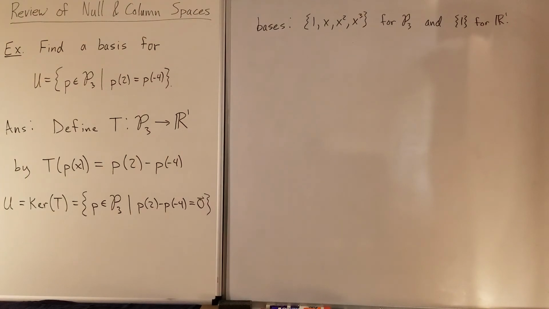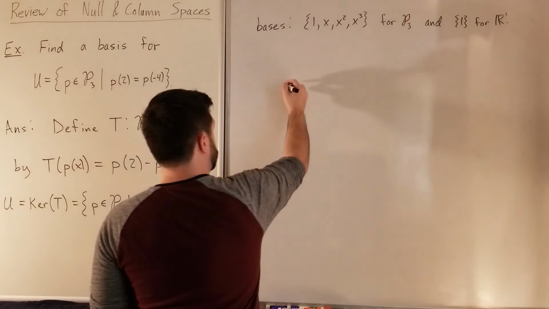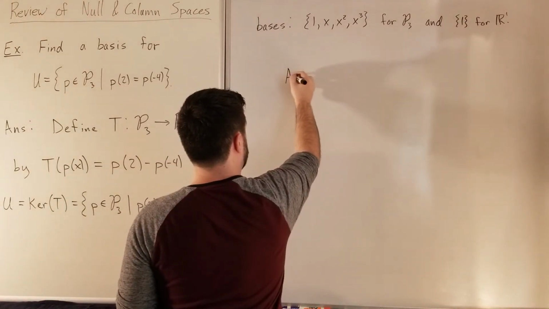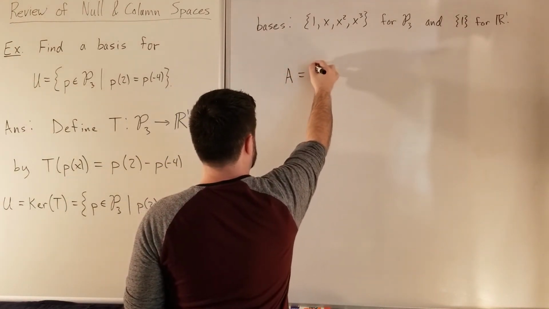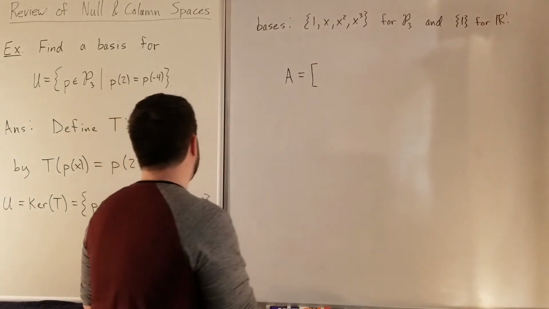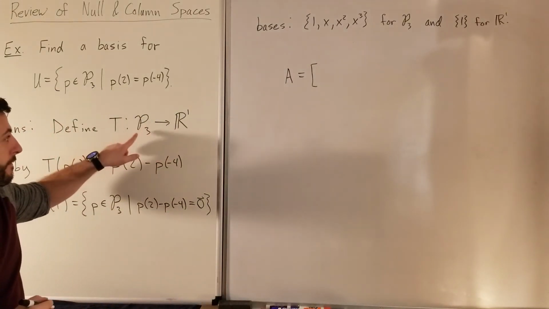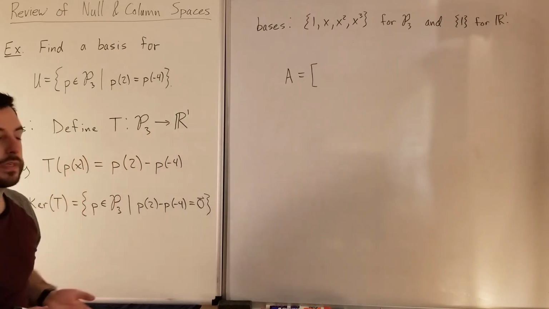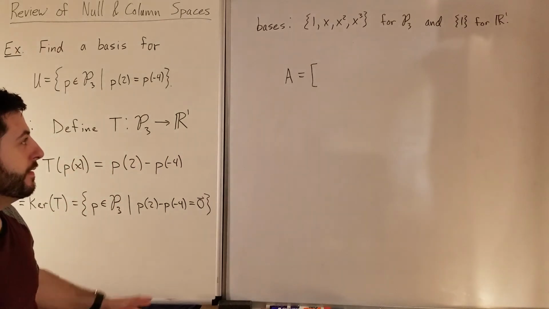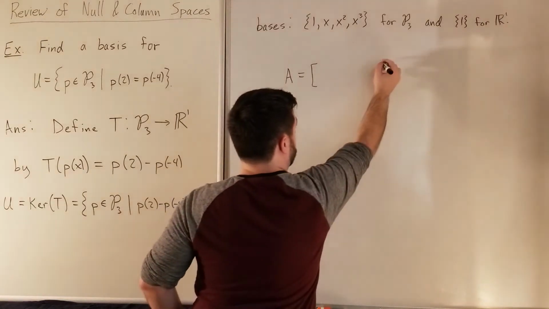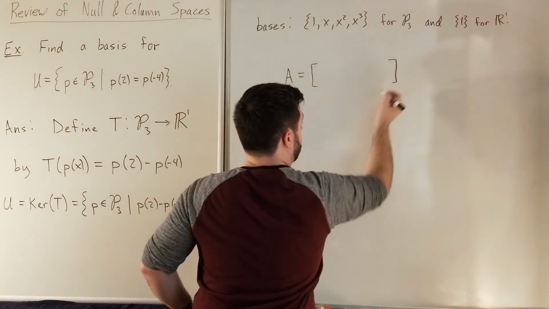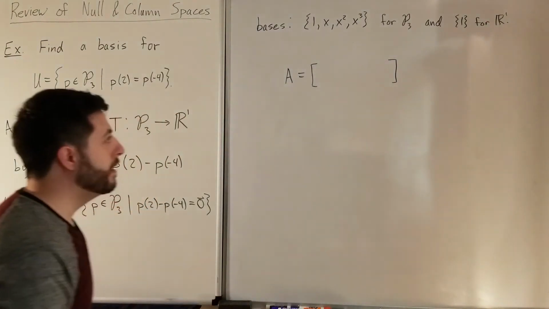Okay, so we have bases, and now we can write our transformation as a matrix with respect to these bases. So remember, A is going to be 1 by 4 because these are the dimensions of these spaces. So I have a 1 by 4 matrix. It's going to be 1 row and 4 columns.